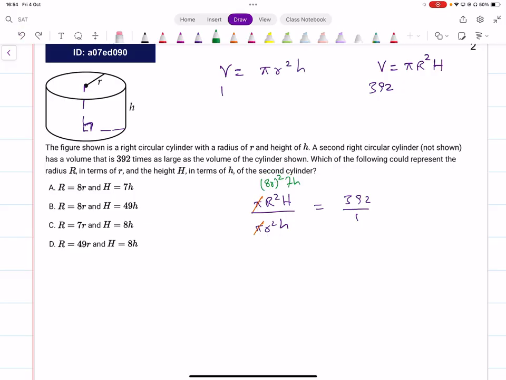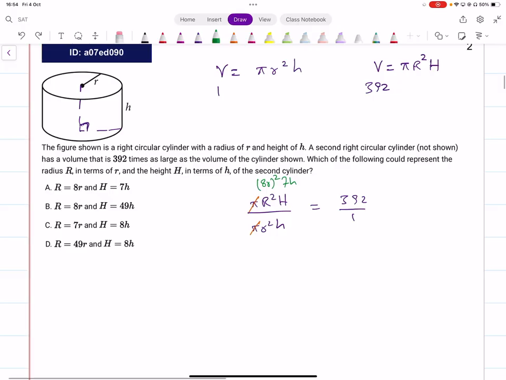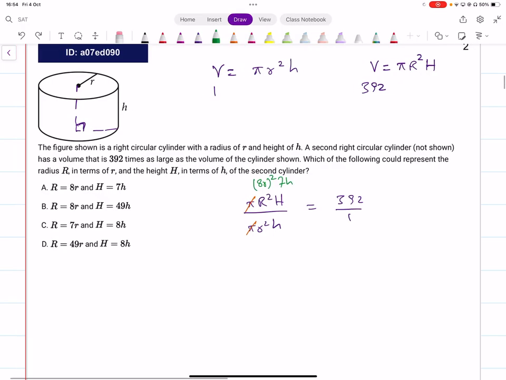What's that? 64 times 7. Is that 392? It's not 392? Okay, so this is not 392. Again, the next one that you check is the second one, 8r whole squared into 49h. 8 squared into 49, that's also not correct. And then you do 7 squared into 8. That's 49 into 8. And that you're saying is 392. And that will be correct then. Let's see. Is that okay?